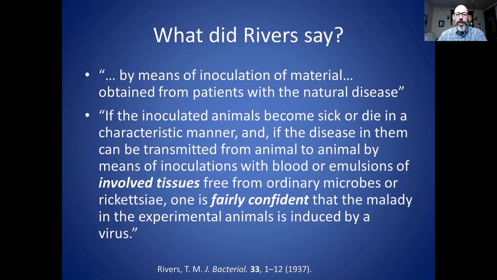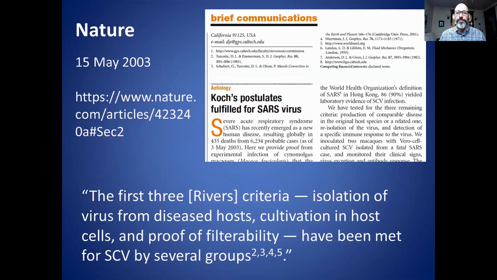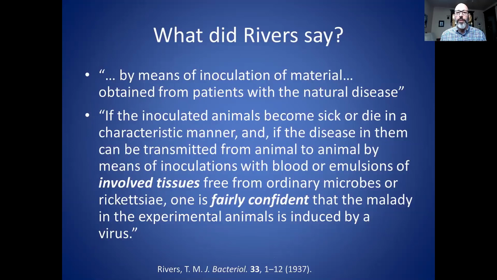He says one is fairly confident that the malady in the experimental animals is induced by a virus. So basically what he's saying is if you apply his criteria, it's not certain, but you can be fairly confident that the virus causes that disease. So that is not very inspiring of confidence in me, but nonetheless, that is what he said about these criteria. So in other words, even if all 6 of the criteria are satisfied, that only leads you to be fairly confident, not conclusive, not certain, not 100%, just fairly confident.